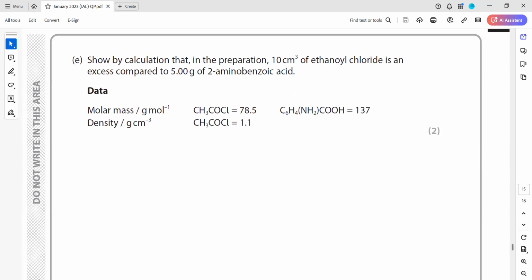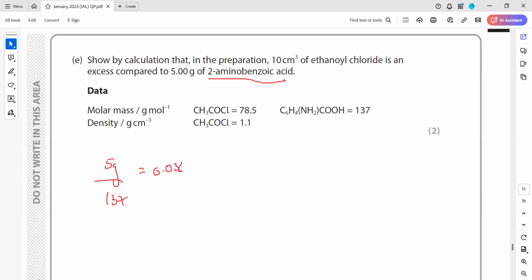So the first one, moles of 2-aminobenzoic acid. Moles equal mass in gram over molar mass. So the molar mass is 137. So this will be 0.036.